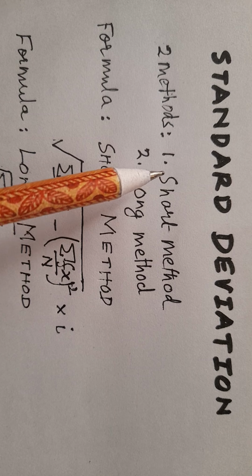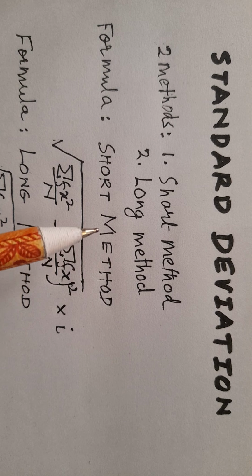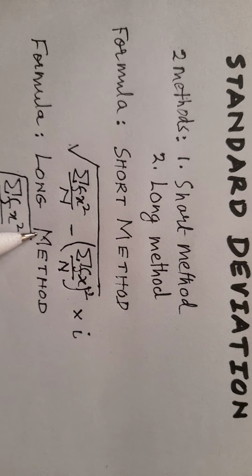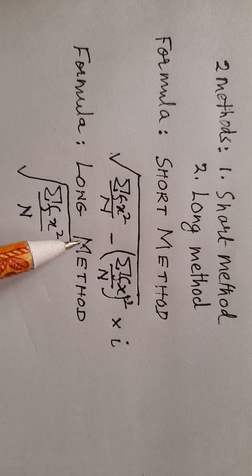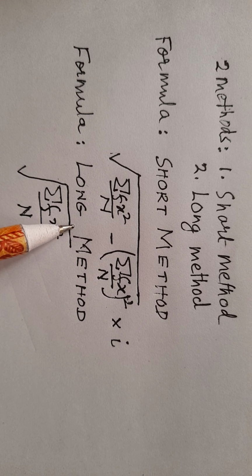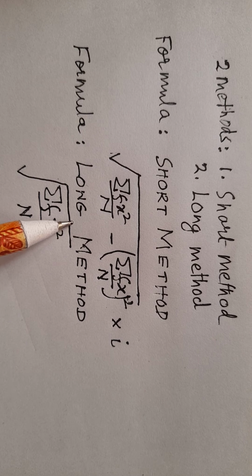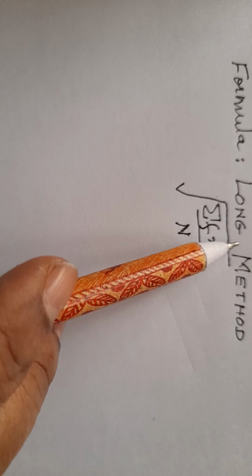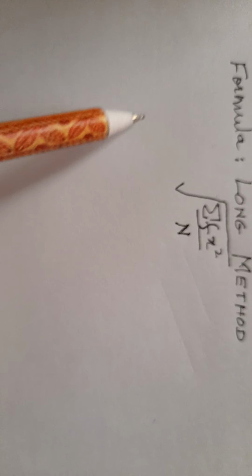There are two methods, the short method and the long method, and we are going to use the short method today and we will use the long method later. Now, in both the methods we have to use frequency distribution. Now we will take a frequency distribution and accordingly we will calculate the standard deviation.